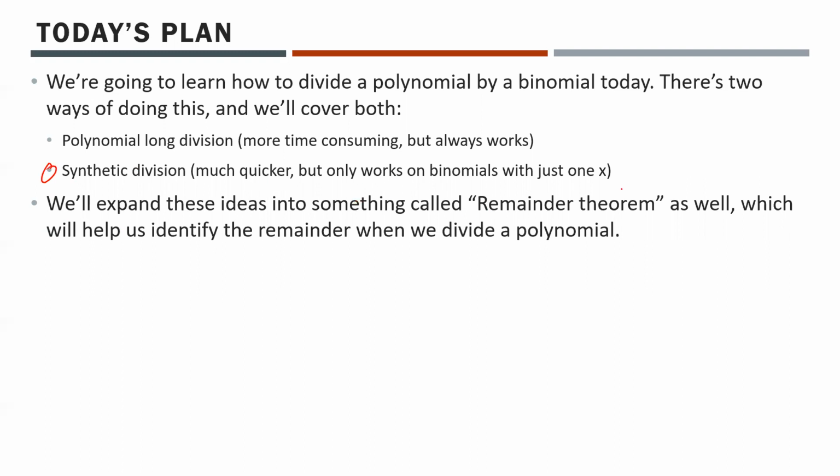I would actually recommend we focus more on the second one called synthetic division, which is way quicker, but it only works on binomials that only have one x. So if you're dividing by 2x plus 6, you wouldn't be able to use synthetic division on it, at least not easily. We'll expand these ideas into something called remainder theorem as well, which will help us identify the remainder when we divide a polynomial. And that's useful for a few reasons. We'll get to that when we get to that, though.